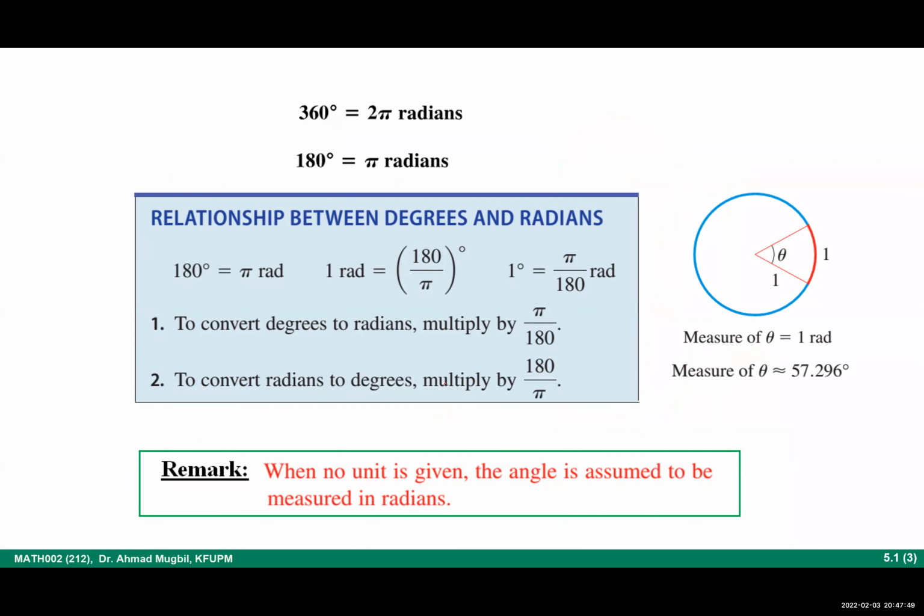How to convert from degrees to radians, and from radians to degrees. Just be careful here: whenever you have 1 in degrees, you have to write the circle at the top. Without it, if you just say 1, it means 1 radian. When no unit is given, the angle is assumed to be in radians.